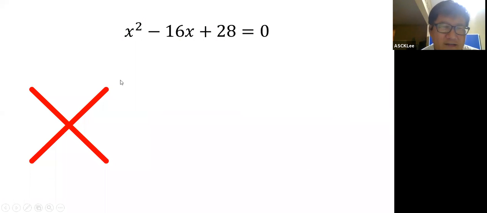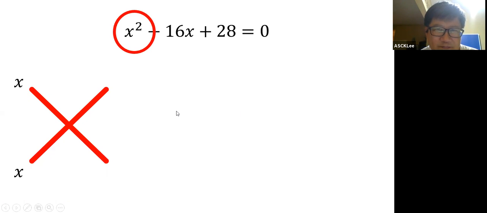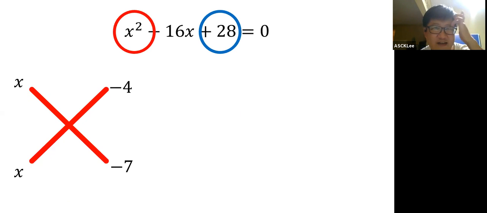Okay, another one. Again, minus in the middle, so you have got to have two negative numbers to form your 28 here. So x squared is x times x. For the 28, you absolutely need two negative numbers. Let's try minus 4 and minus 7. Minus 4 times minus 7 is 28. It is indeed 28. Let's multiply them diagonally.